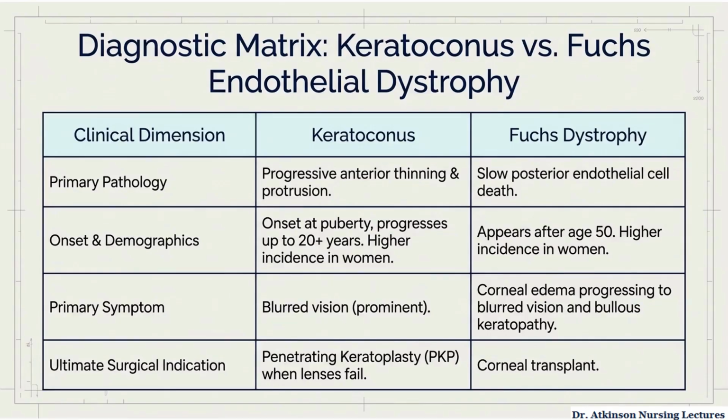Keratoconus usually begins around puberty, progresses over many years, and is managed initially with rigid gas-permeable lenses to correct irregular astigmatism. Severe disease may require penetrating keratoplasty. Fuchs dystrophy typically appears after age 50 and causes progressive corneal edema, blurred vision, and bullous keratopathy. Definitive treatment for advanced Fuchs is corneal transplantation. High-yield distinction: keratoconus is a thinning disorder, while Fuchs is an endothelial pump failure disorder.